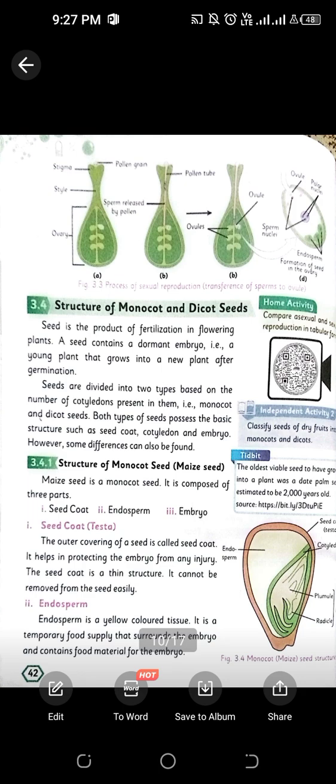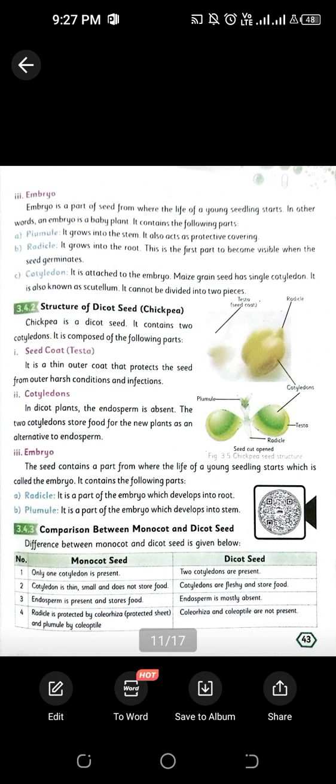Then we have endosperm. Endosperm is a yellow colored tissue in monocot plants that is responsible for the supply of food. Monocot plants have endosperm, which is a yellow colored tissue, and it is responsible for the supply of food. Then they have the embryo.